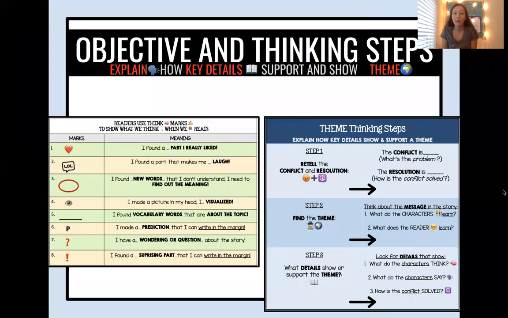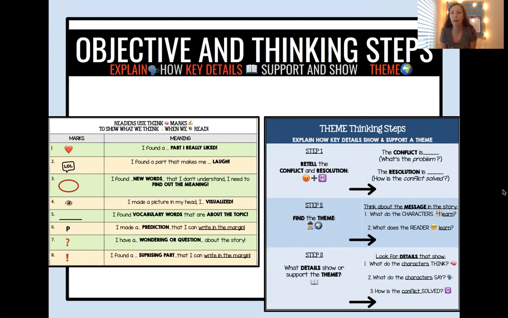Alrighty, friends, just like I told you before, we are going to combine our think marks with our thinking steps. So we use our think marks to annotate, and we have 3 new thinking steps that are going to help us think about theme. So step 1 for our theme thinking steps is to retell the conflict and resolution. We're going to do each of these steps one by one. So the first thing we want to look for when we're thinking about theme is what was the conflict and what was the resolution? What was the problem and how did we fix that problem?